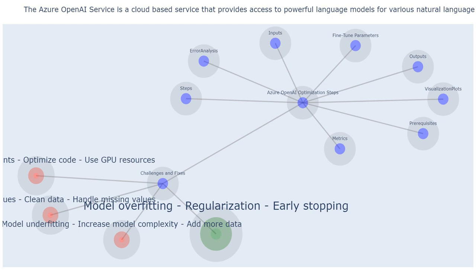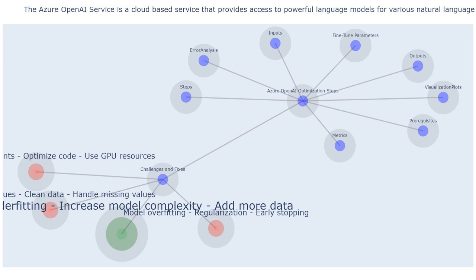Early stopping is another technique for preventing overfitting. It involves stopping the training process before the model has fully converged. This is done by monitoring the model's performance on a validation set and stopping training when the performance on the validation set starts to decrease.